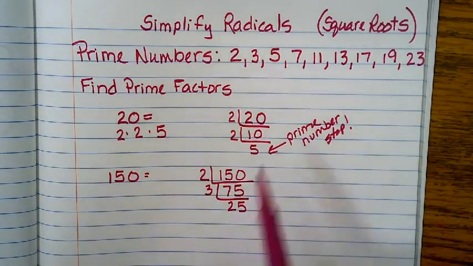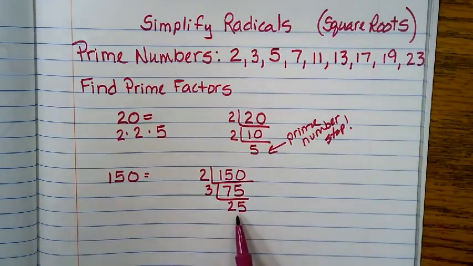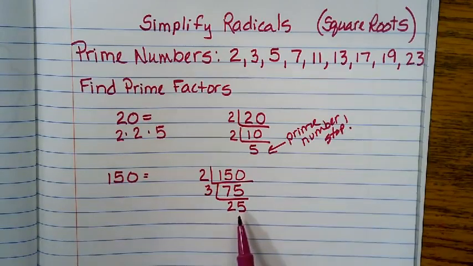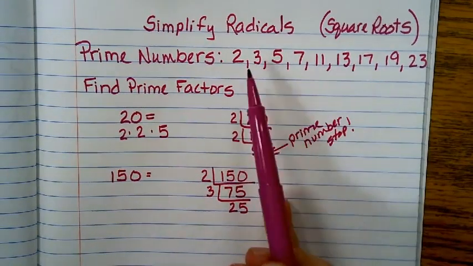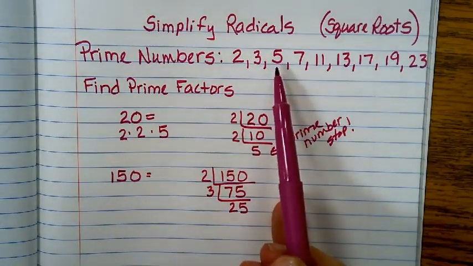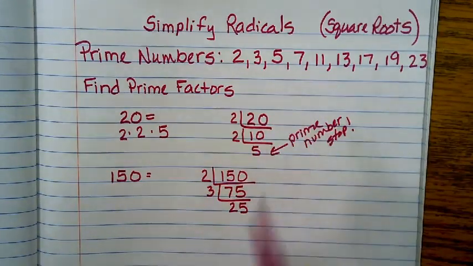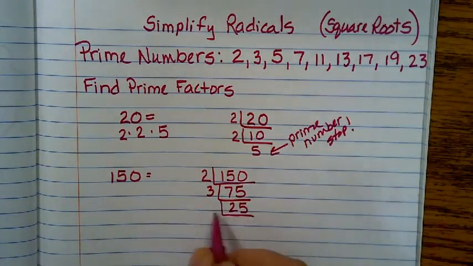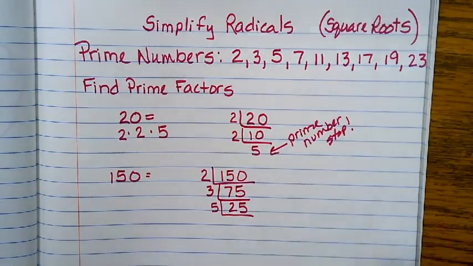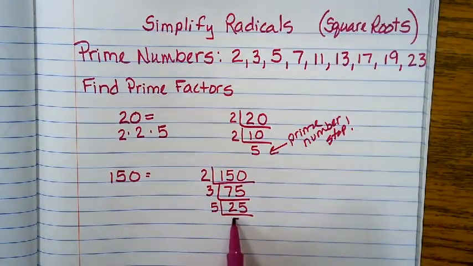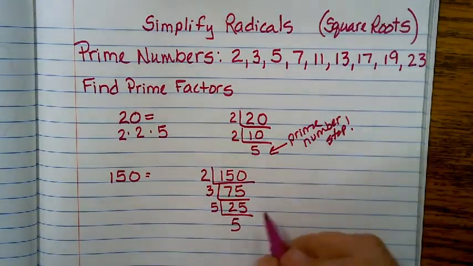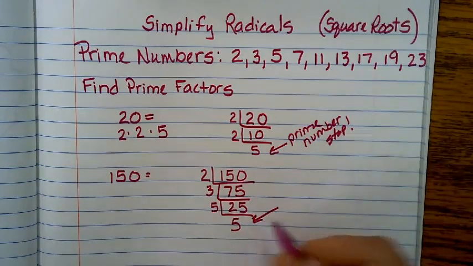Then is 25 divisible by 3? No. So I go up to my next prime number. Is it divisible by 5? 25 divided by 5 is 5. We got a prime number.